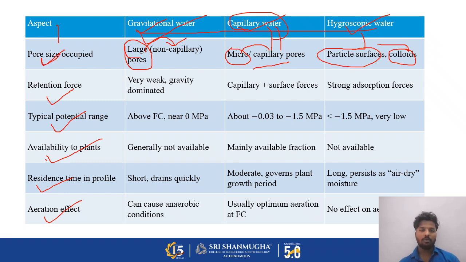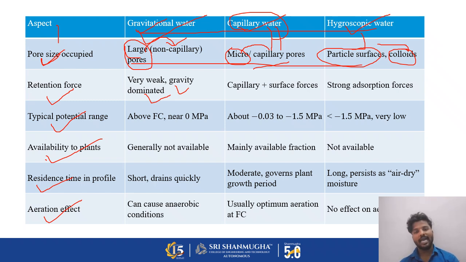Based on the water present in different sized pores, this water is named with different names. Then the next aspect is the retention force that acts on these three waters. The first one is the retention force, which is very weak for gravitational water, because gravity dominates in gravitational water. That's why gravitational water quickly drains downward to the water table.